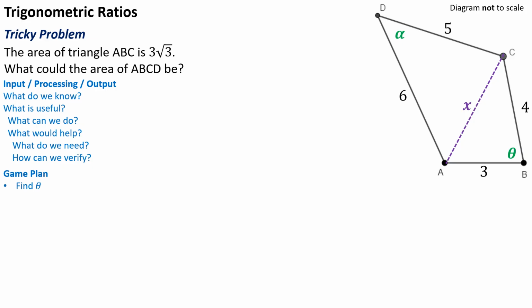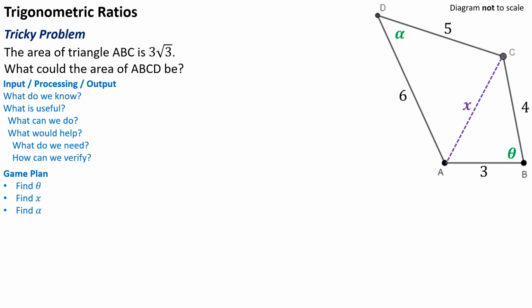I can find theta for a start. I should be able to do that by thinking about my half AB sine C formula, using the fact that I've been told the area of that triangle. Once I've done that, I could find x. Now, by that point, I will have two sides and the angle in between, which means I should be able to use the cosine rule to calculate the length of the opposite side. And then I can find alpha.